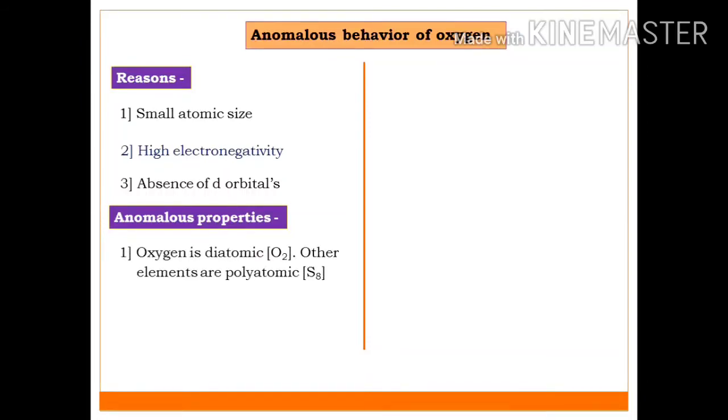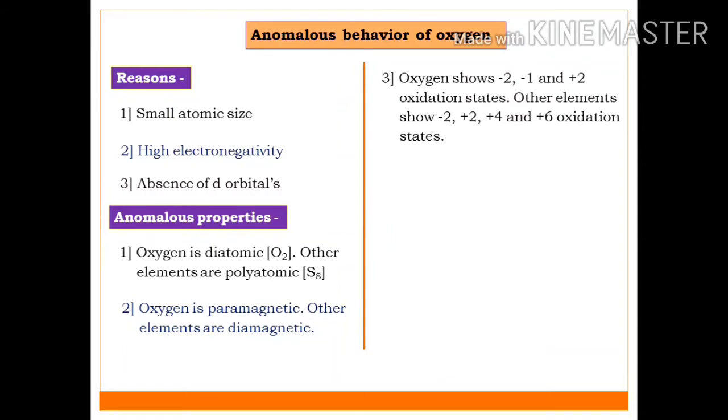The first anomalous property is that oxygen is diatomic, so its formula is O2, whereas the other elements are polyatomic. For example, sulfur's formula is S8. Oxygen is paramagnetic. The paramagnetic behavior of oxygen you have studied in the chapter chemical bonding of 11th standard in the concept of MOT. Oxygen is paramagnetic in group 16, but the other elements are diamagnetic. This means oxygen shows magnetic properties, whereas other elements do not.